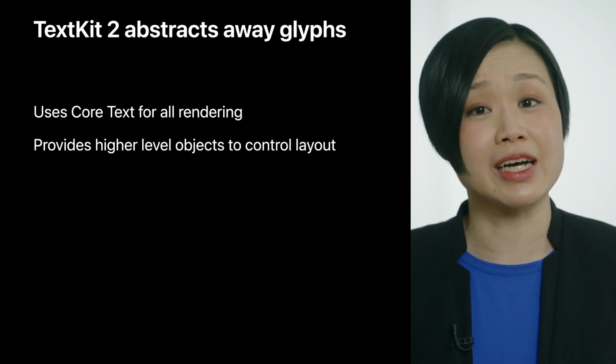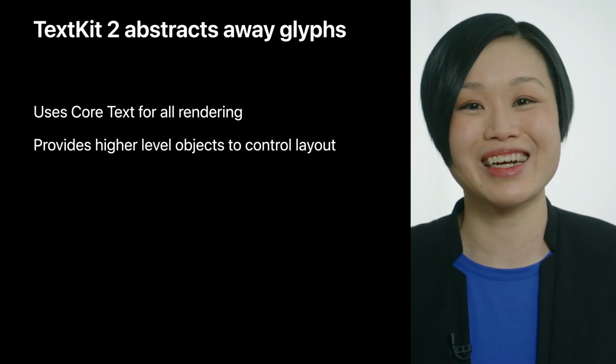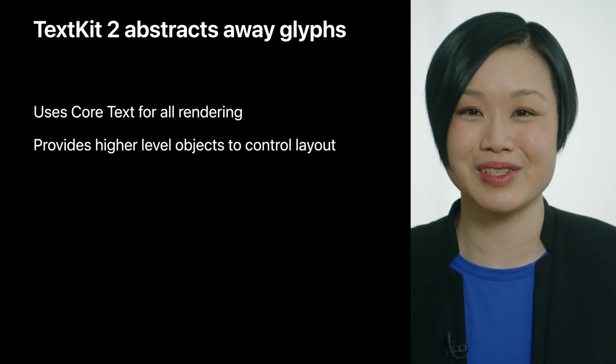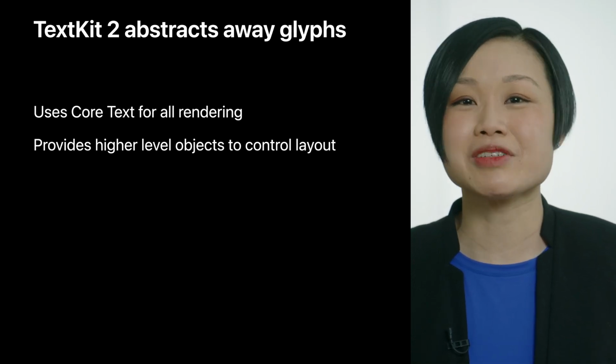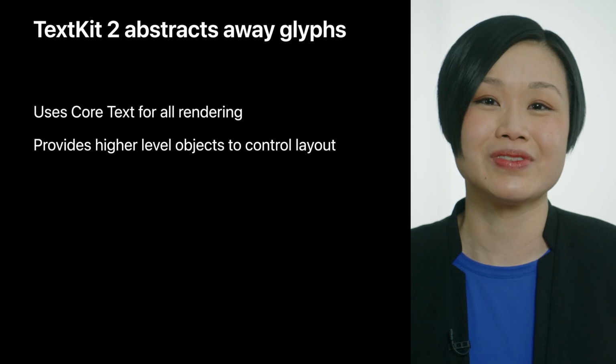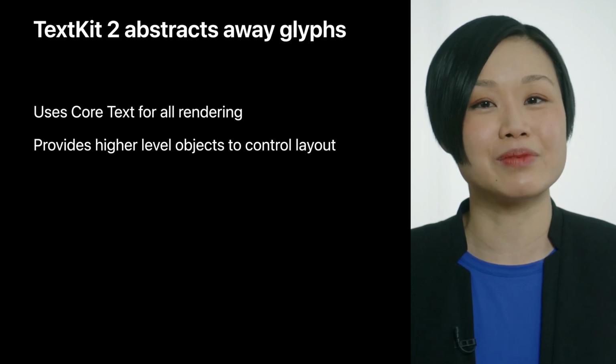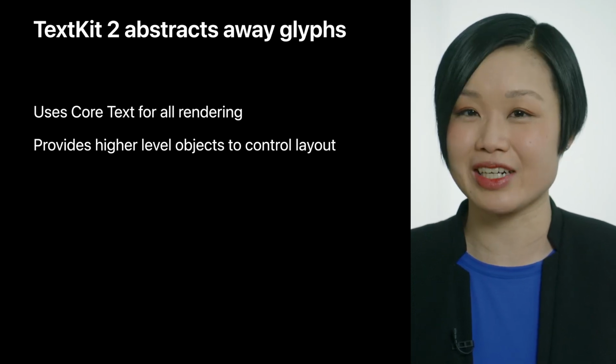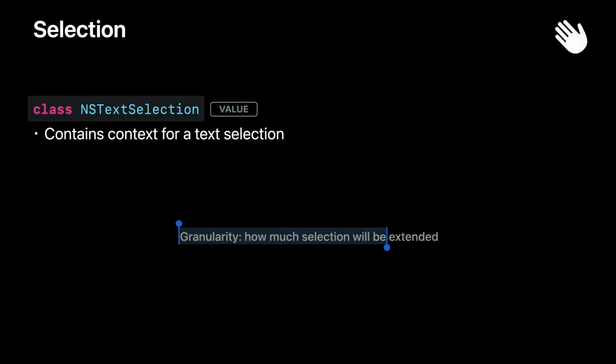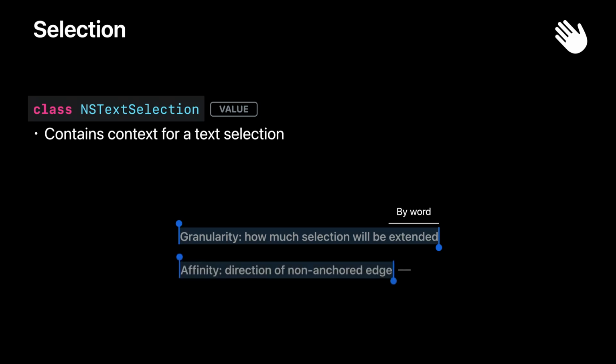TextKit 2 renders all text with Core Text, so you automatically get correct rendering for complex scripts. You won't have to manage glyphs at all with TextKit 2. Instead, you use higher-level objects to control text layout and interactions. Meet NSTextSelection, one of these higher-level objects. It contains all the necessary context to represent a text selection, such as its granularity, its affinity, and the possibly disjoint ranges of text that make up the selection.